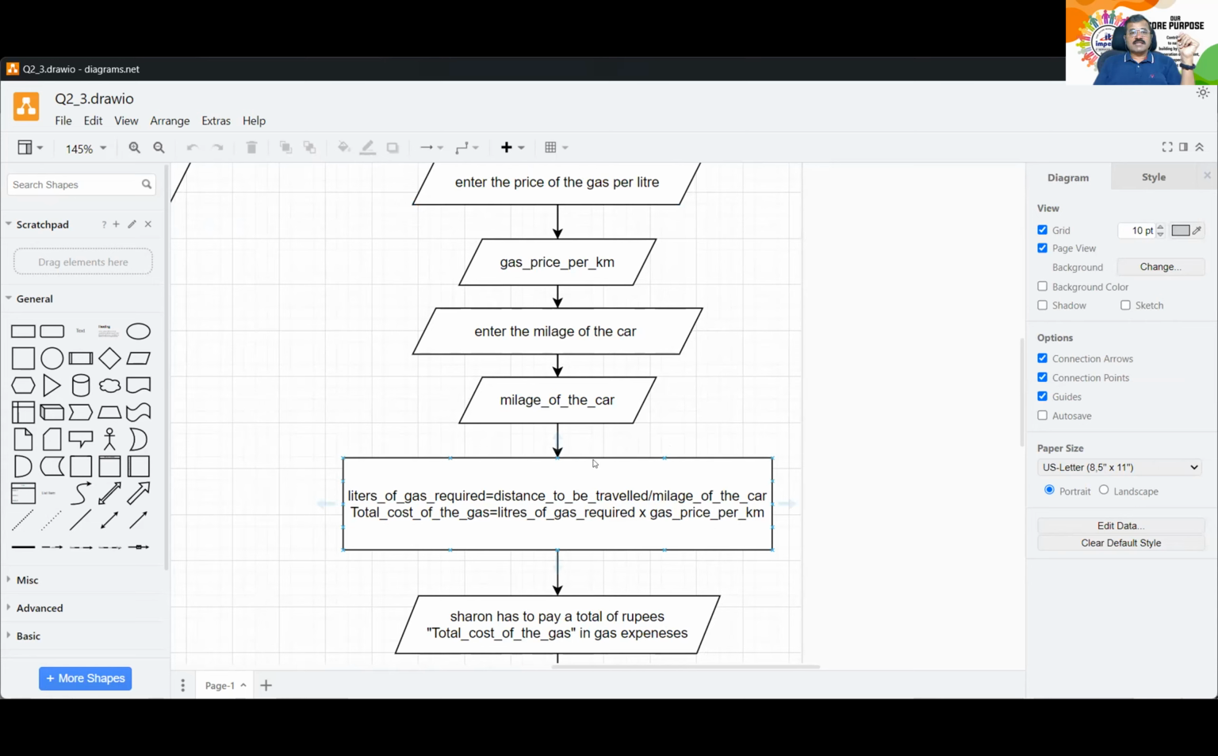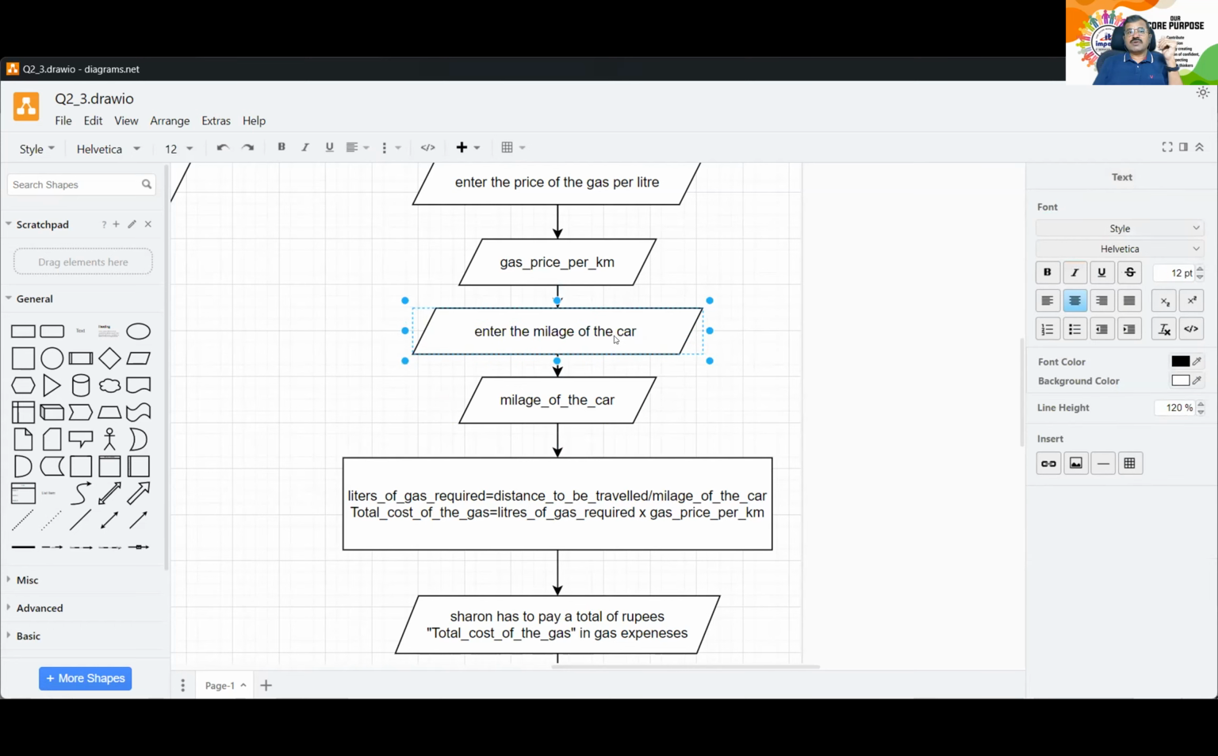Let's see whether at least the logic is correct or not. So he says liters of the gas required is distance to be traveled divided by mileage of the car. And so he says enter the mileage of the car. Is that statement correct other than double quotes? Enter the mileage of the car in kilometers. Kilometers per what? Per minute, per hour? Unless you give the units, he will say, oh, I have given per minute. And that mileage per minute is not something you are looking for, because you have accepted gas per kilometer.